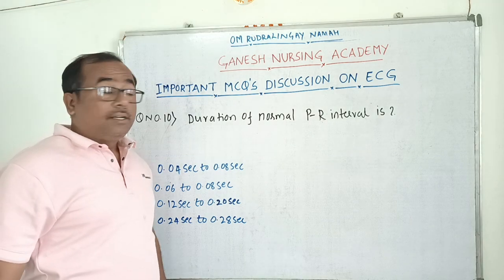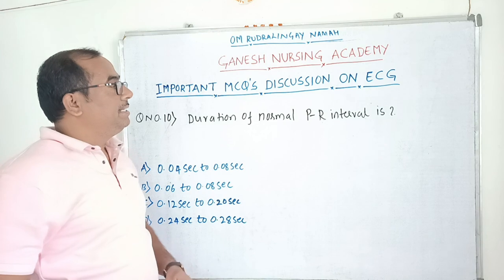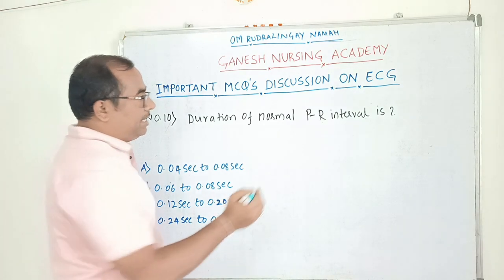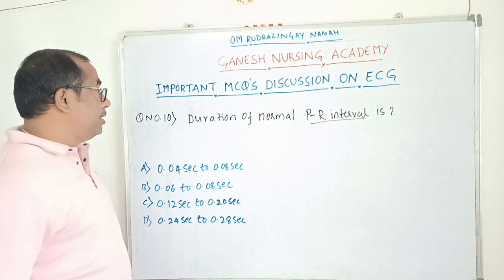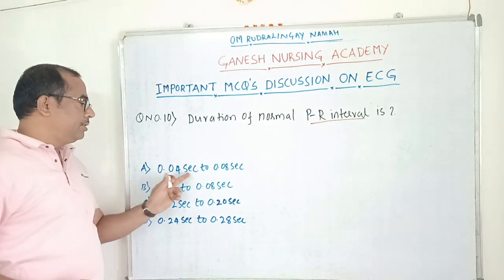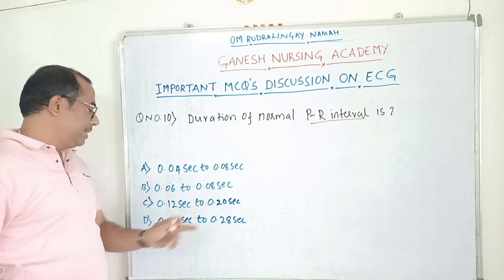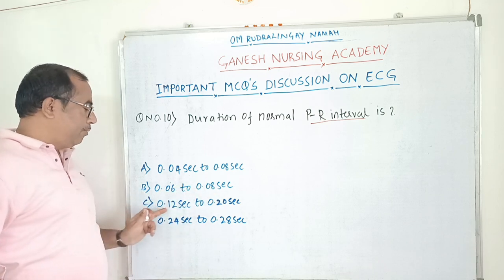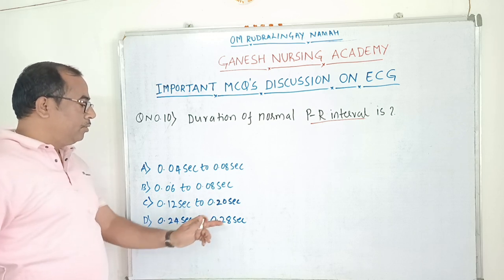Okay, dear students, let's continue with the next questions. Question number 10. Duration of normal PR interval is. So what is the key point here in the question? That is PR interval. Let's see the options. Option A, 0.04 second to 0.08 second. Option B, 0.06 second to 0.08 second. Option C, 0.12 second to 0.20 second. Option D, 0.24 second to 0.28 second.